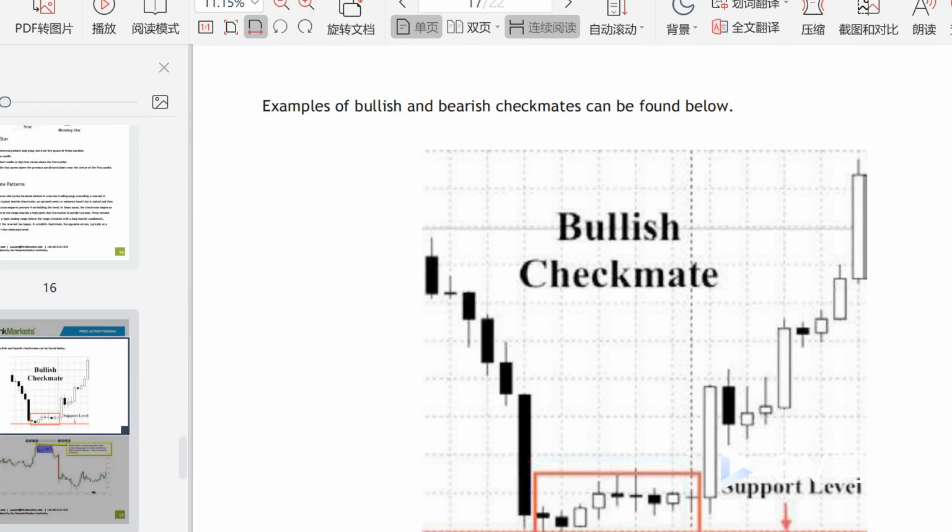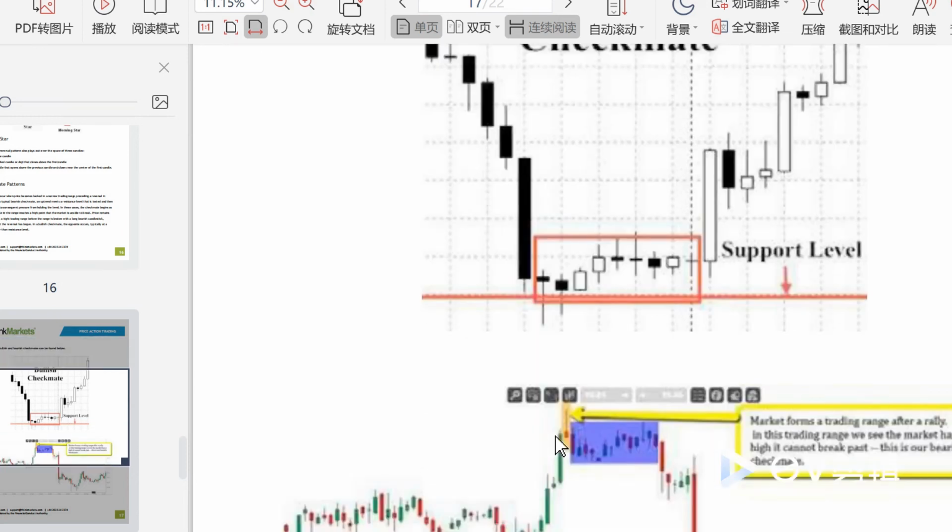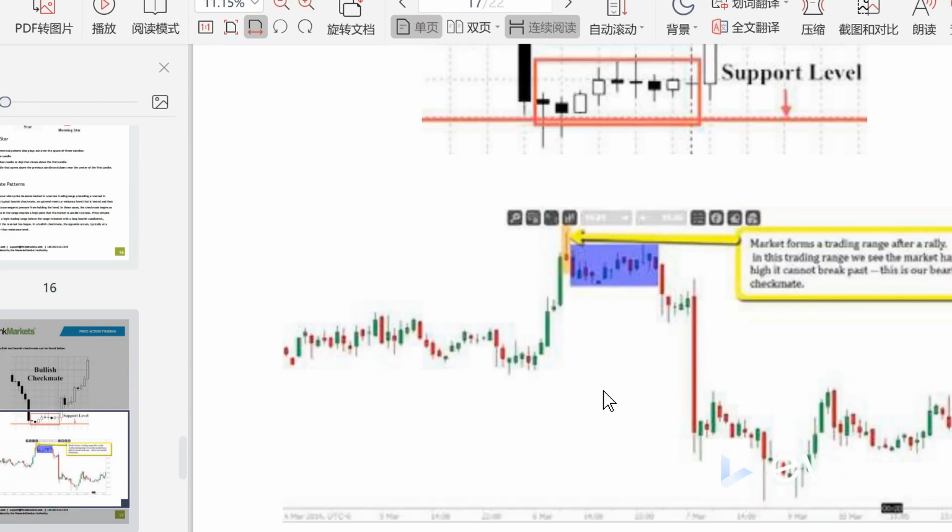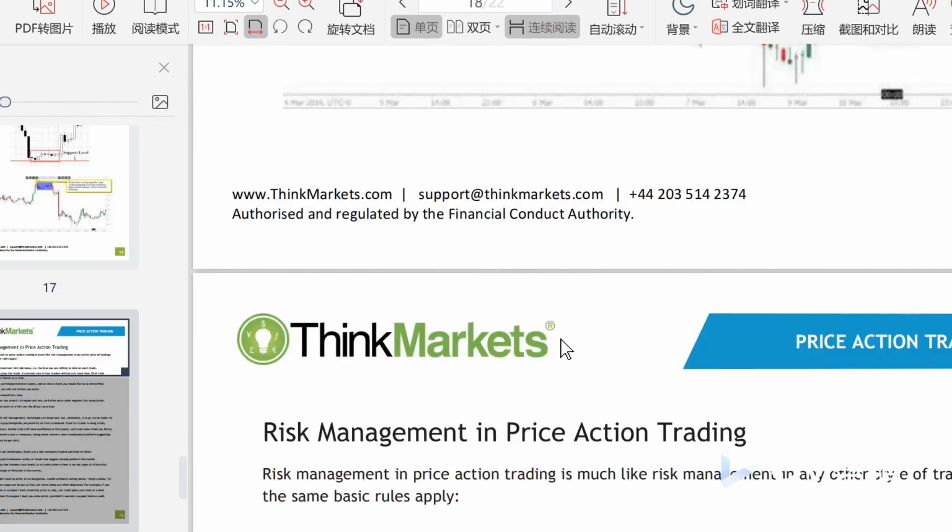Bullish checkmate. That means the bearish power is now draining to 0 and right now hitting this support level, and therefore the underlying price has gained this bullish momentum to go up, which is a strong reversal of the pricing signal. So market forms a trading range after a rally. In this trading range, we see the market has a high it cannot break. Okay, this is the bearish checkmate.